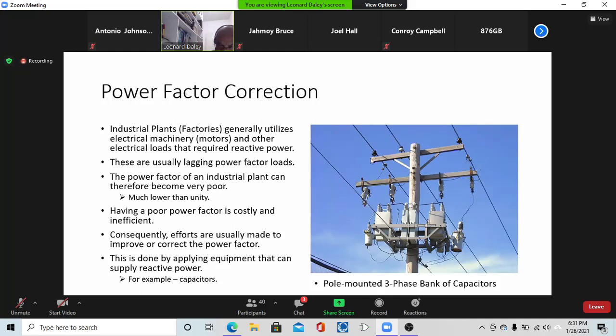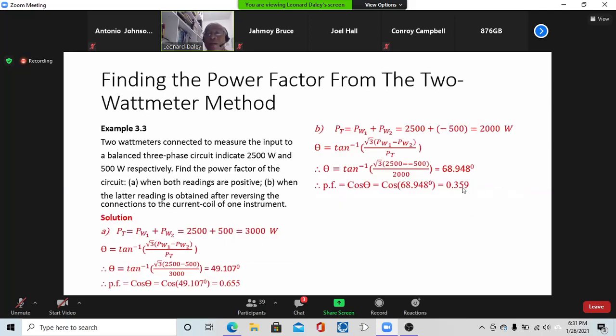In industrial plants, you usually have a lot of motors and loads that are highly inductive. And because of that, now the power factor is usually low and is a lagging power factor, and it can become very poor. So anything below 0.8 would be considered fairly poor, and the lower it gets, then it's bad. So for example, the 0.36 here would be very poor. Even the 0.655 here would be poor.